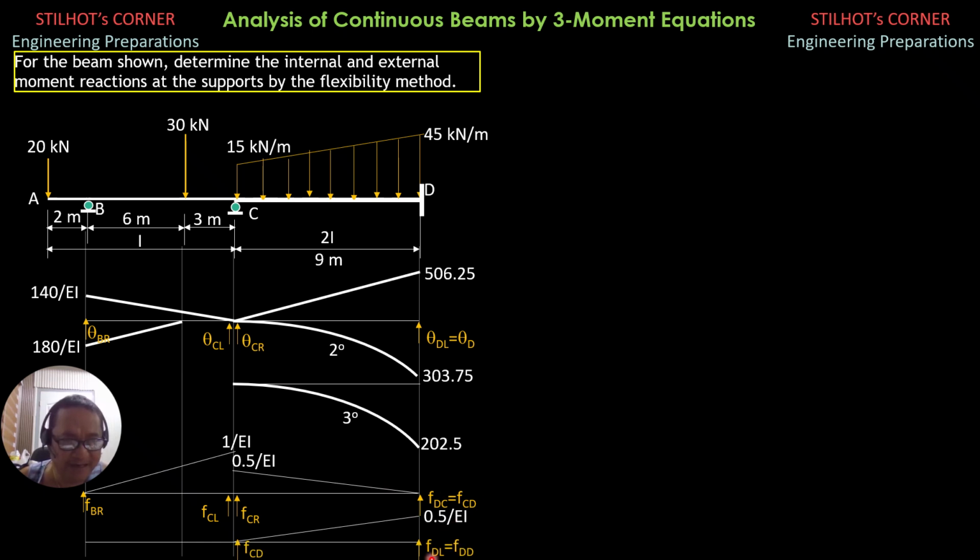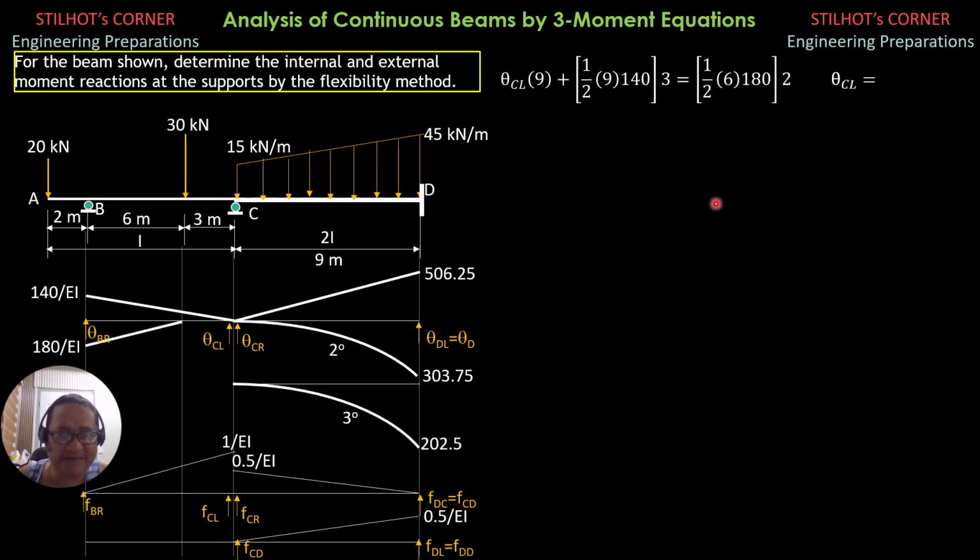And we have here the FD left, which is FDD automatic because for portion D, it is fixed and this is the end support. And this is FCD, supposedly. So, for theta C left, considering BC, summation moments about B equals 0. So, theta C left times 9 plus 1/2 of 9 times 140 times 3 equals 1/2 of 6 times 180 times 2 moment arm. So theta C left is negative 90 over EI.